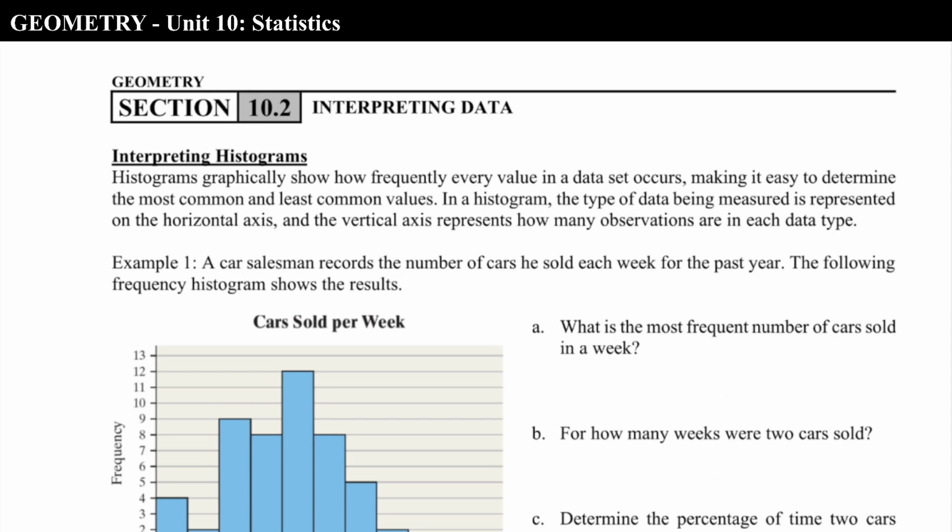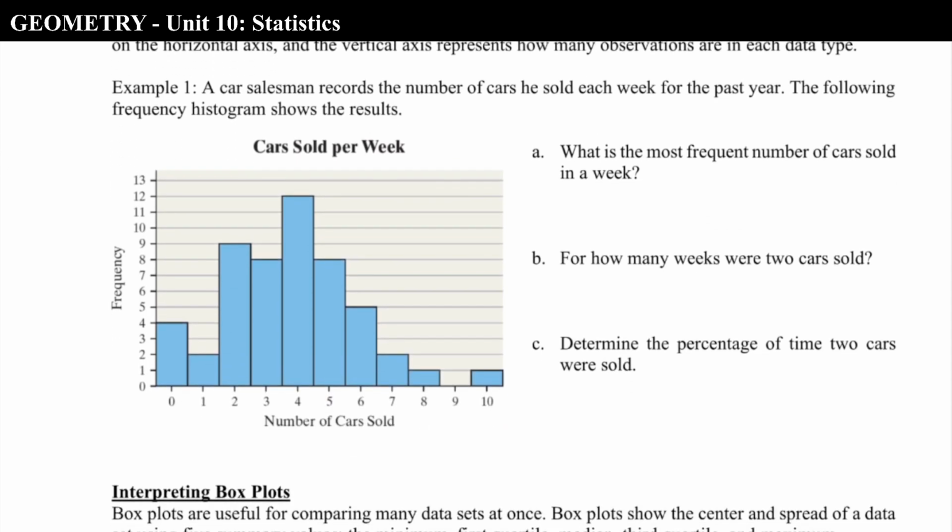Histograms graphically show how frequently every value of a data set occurs, making it easy to determine the most common and least common values. In a histogram, the type of data being measured is represented on the horizontal axis, and the vertical axis represents how many observations are in each data type. So, knowing that, let's take a look at an example.